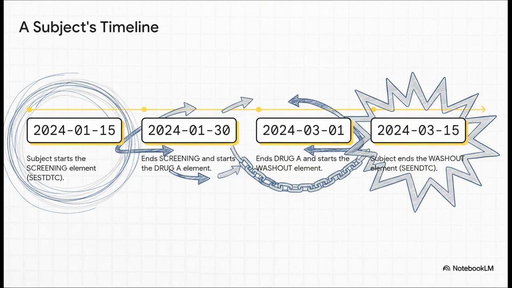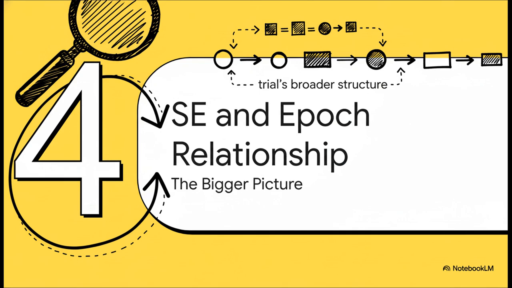This timeline right here shows how those start and end dates create this perfect, seamless record. See how the screening element kicks off on January 15th and wraps up on the 30th? Now check this out. That end date, January 30th, is the exact same start date for the next element, drug A. It's this continuity that creates a totally unambiguous log of how the subject moved through the trial. No gaps, no questions.